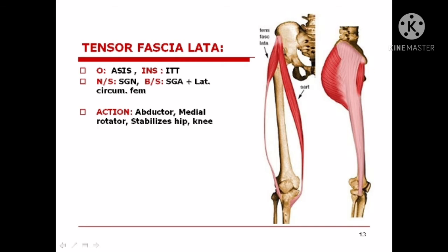The nerve supply is superior gluteal nerve, and the blood supply is superior gluteal artery and lateral branch of the circumflex femoral artery. The action is abduction, medial rotation, stabilization of the hip and that of the knee joint.